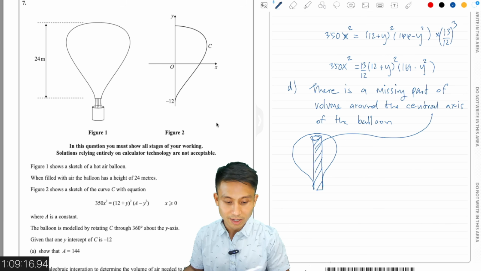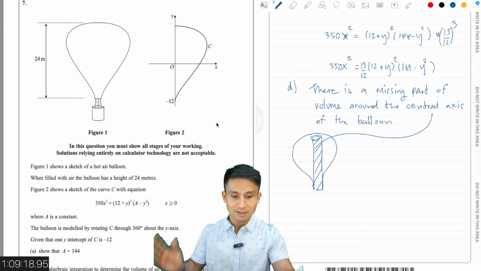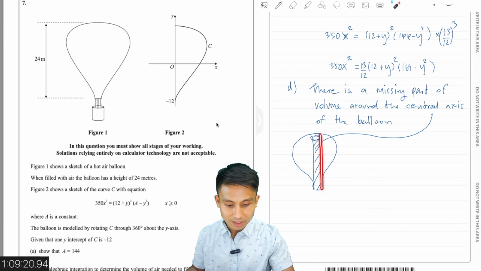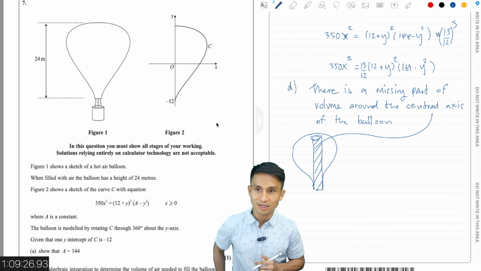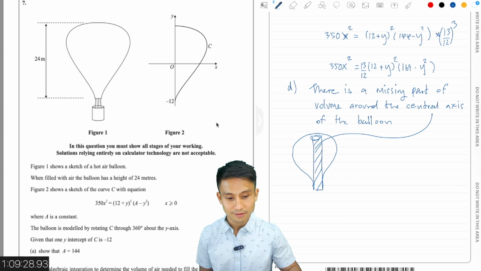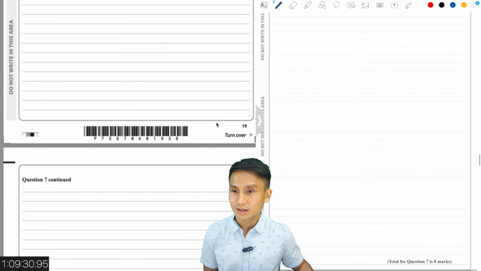Yeah, that's the central axis of the balloon. We are missing it because if we have that shape, we integrate it to the other part, so it's just going to be this volume and this volume. So the center there is missing, right? Okay, that would be my answer.